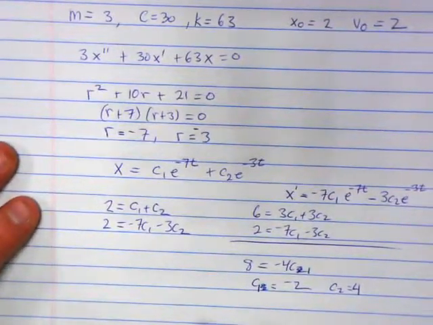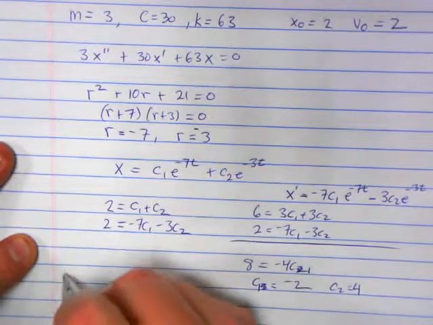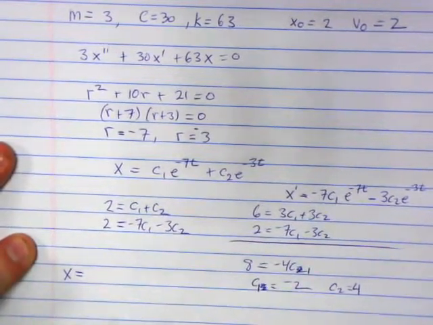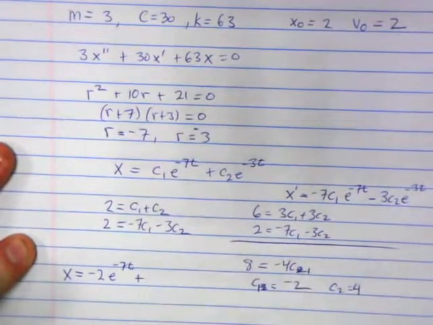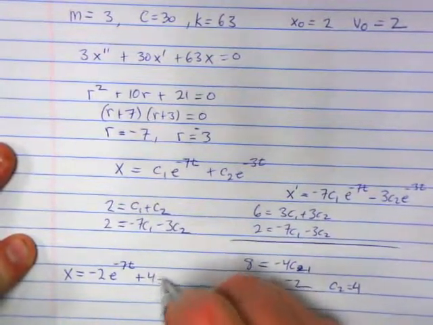Yes, if you want to use a matrix there, you can. I think it takes longer. That's my opinion. x equals negative 2 e to the negative 7t plus 4 e to the negative 3t.